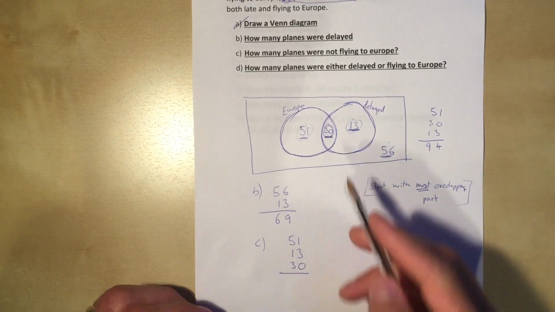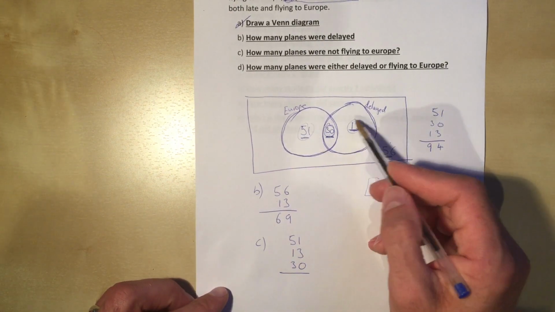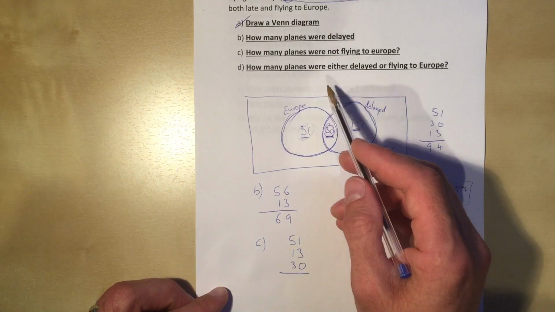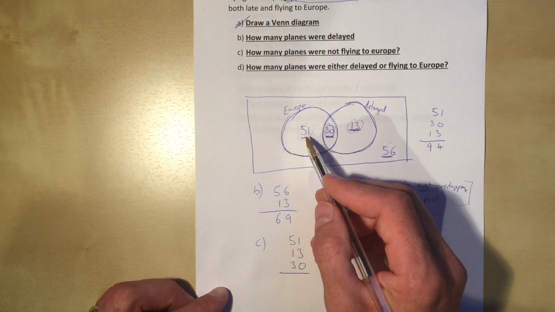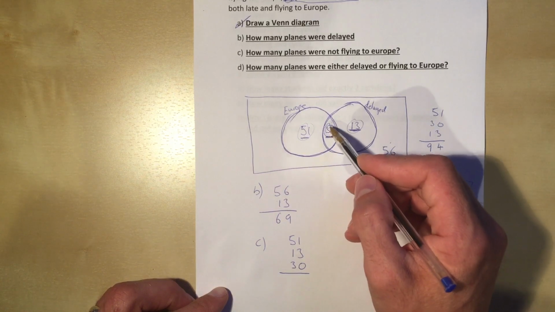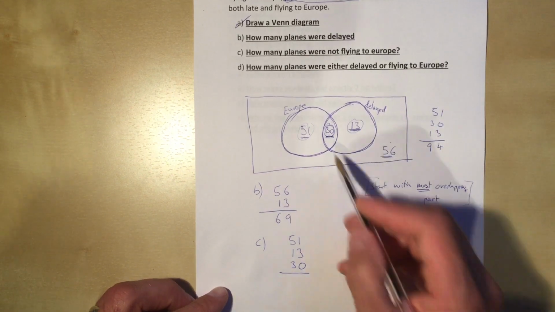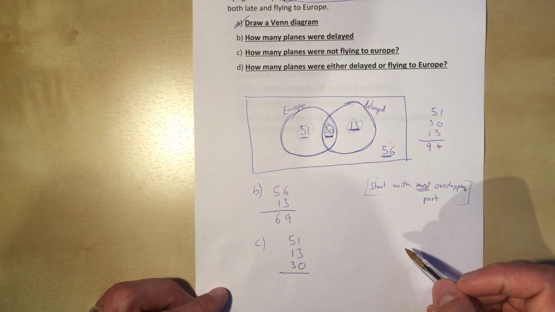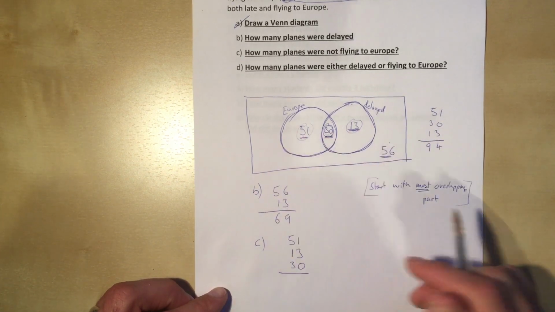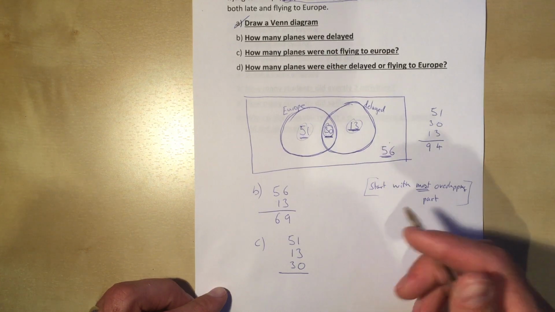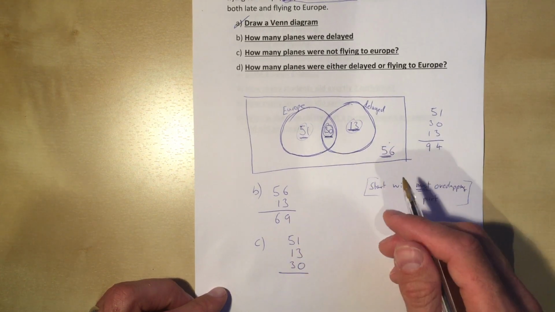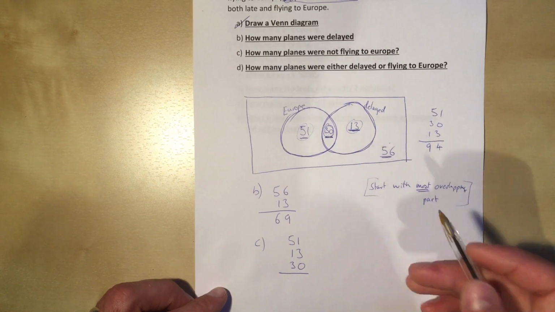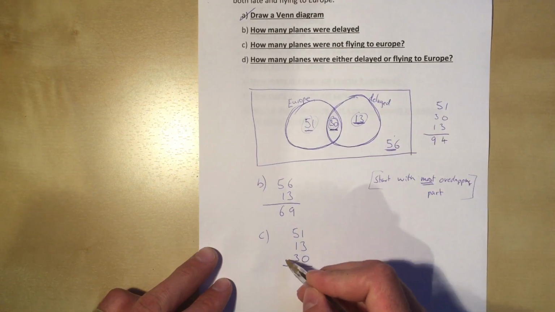Now in real life, if you said either flying to Europe or delayed, you might not mean that you want to count the ones that were flying to Europe and were delayed. But in maths, if I say either this or that, I'm including both, okay? So in real life, if you said, would you like tea or coffee? You're offering either tea or coffee. In maths, if you asked either tea or coffee, you're actually asking, would you like tea or coffee or both tea and coffee? That's the way we interpret that in mathematics.